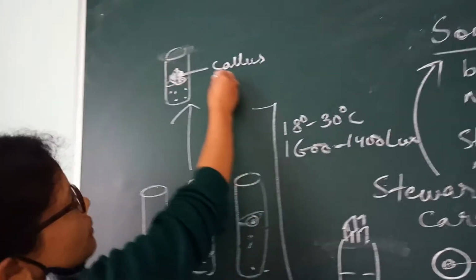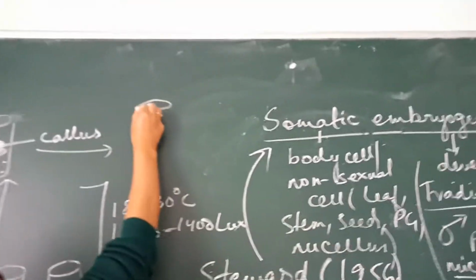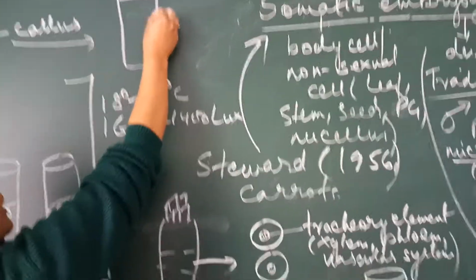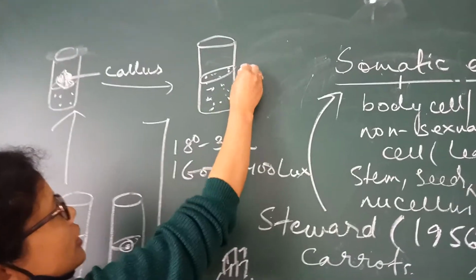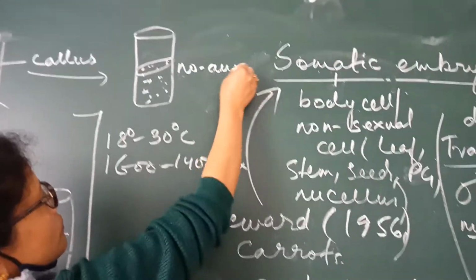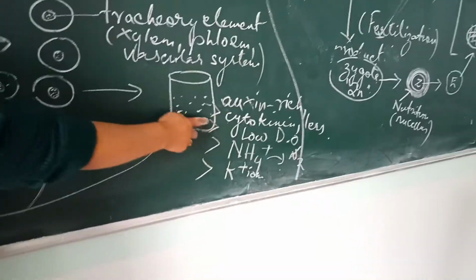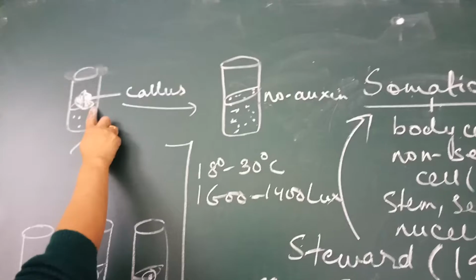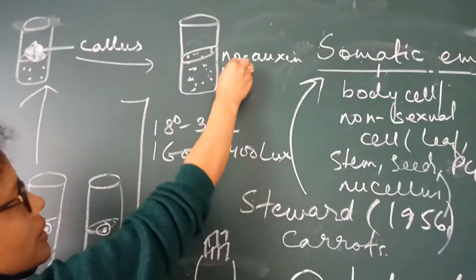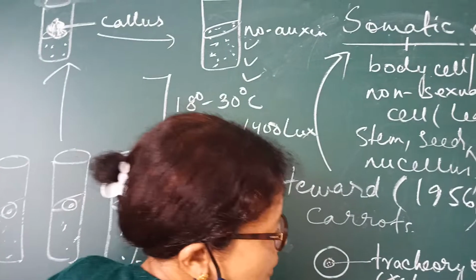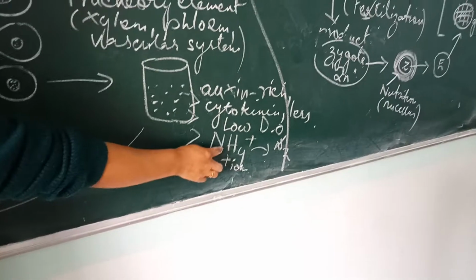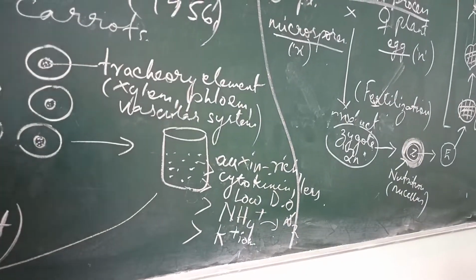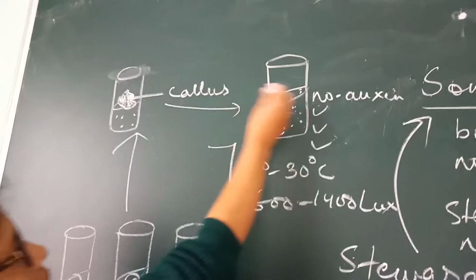Then what did he do next? Next, he took the test tube and poured media. In this media there is no oxygen. Remember, we started with a media which is oxygen rich. The moment he got callus, he removed oxygen. The rest remained the same. That is, cytokinin is still there, low oxygen is still there, nitrogen is still there, and potassium ion source is still there. What happened to this callus?